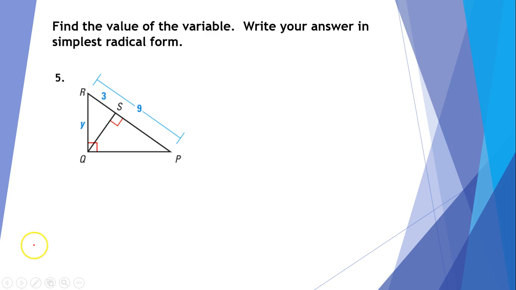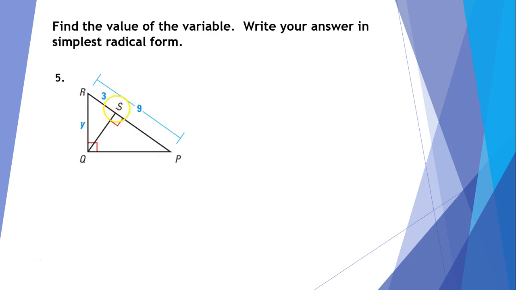All right, now it says in this problem, find the value of the variable. Write your answer in simplest radical form. On this one, what I want to do real quick is kind of combine the geometric mean theorem and what we know about these similar right triangles that we have here, and just use both of them.